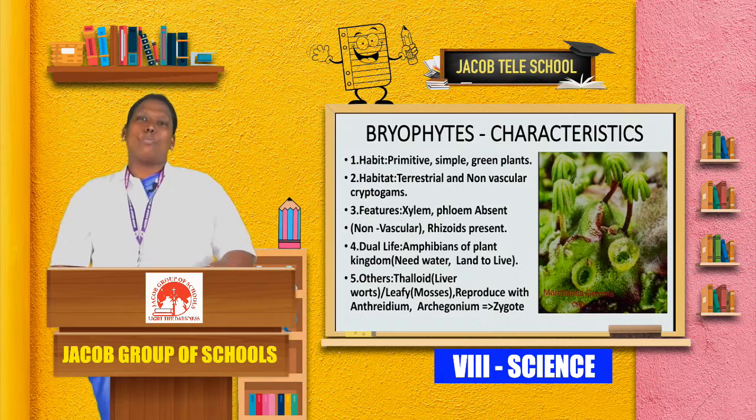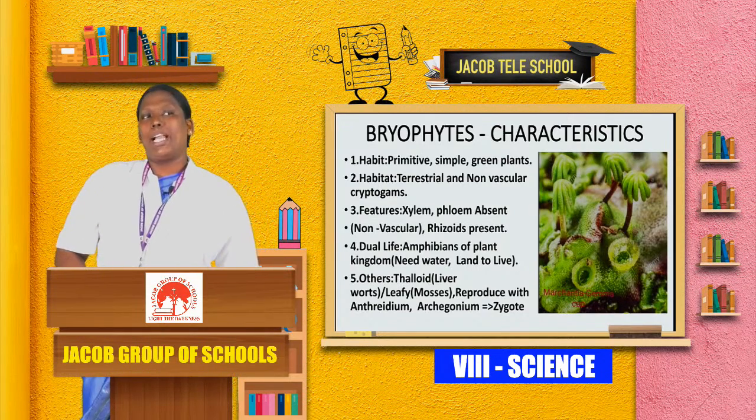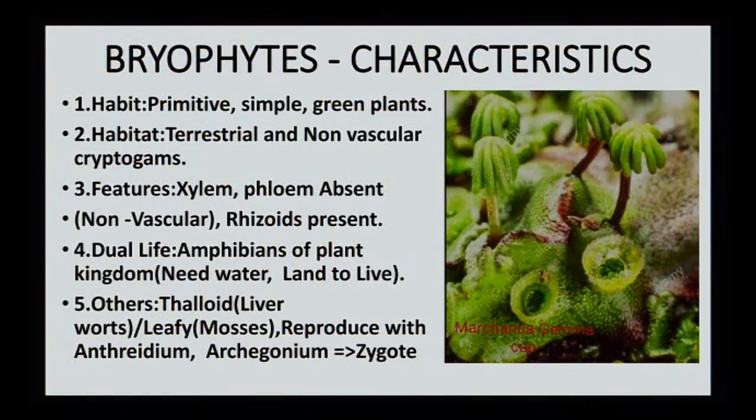So how do these bryophytes reproduce? They reproduce with a male reproductive structure, the antheridium, and a female reproductive structure, the archegonium. The male reproductive structure is called antheridium and the female reproductive structure is called archegonium.